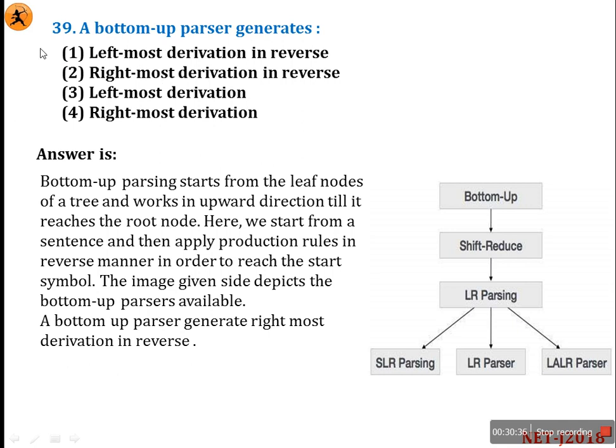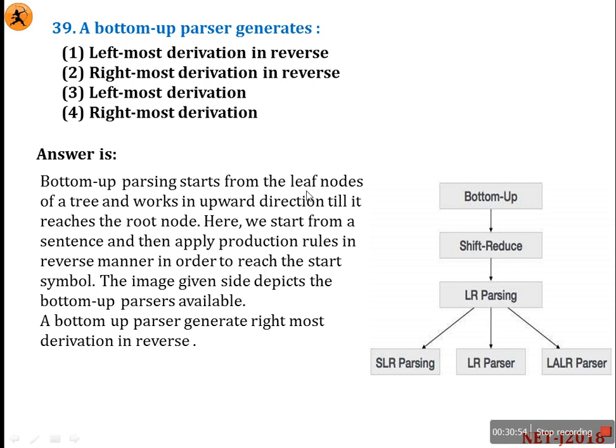If you know this much, you can rule out two options. Bottom-up parser means obviously it is not leftmost. Ruled out 1 and 3. Now you have two options: rightmost derivation tree, or rightmost derivation in reverse. To know this one, at least try to rule out two options.